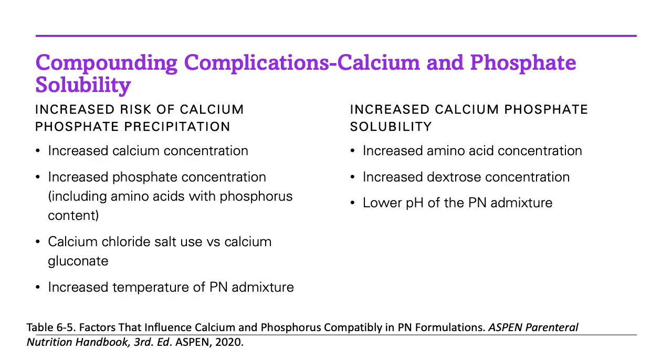Talking a little bit more about calcium and phosphate solubility. Those that have an increased risk of calcium phosphate precipitation, obviously it's going to be increased calcium and increased phosphate concentrations, using calcium chloride salt versus a calcium gluconate, and then increased temperature of the PN admixture. But factors that increase calcium phosphate solubility include using an increased amino acid concentration, an increased dextrose concentration, and a lower pH of the PN admixture.